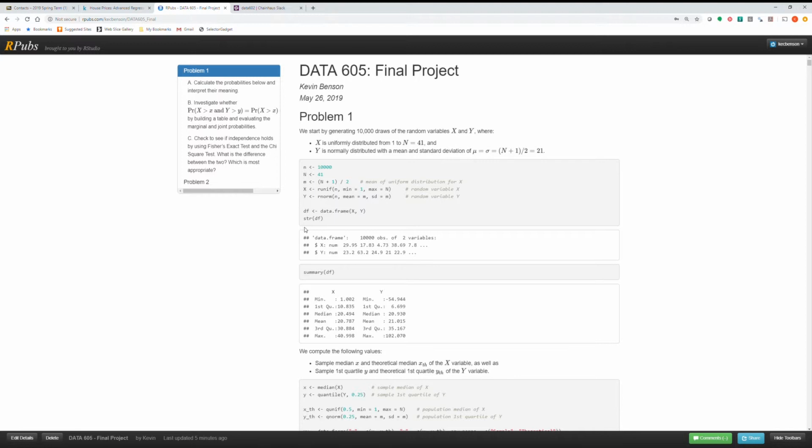We're given two problems. The first problem is relating to probabilities, and we're asked to generate 10,000 draws of the random variables x and y. I chose n equals 41 for the range of numbers from 1 to 41 for the variable x, and for the variable y, that's normally distributed with a mean and standard deviation equal to 21.